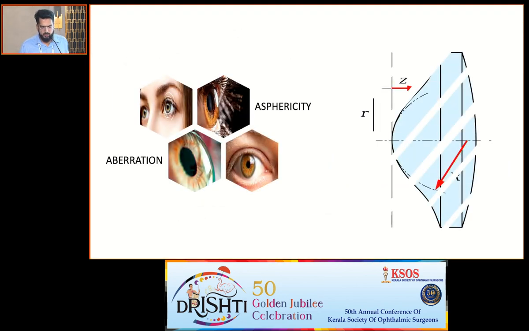And also make sure about the asphericity of the cornea, because in prolate corneas we can land up myopic. Also take care of the higher order aberrations of the cornea.